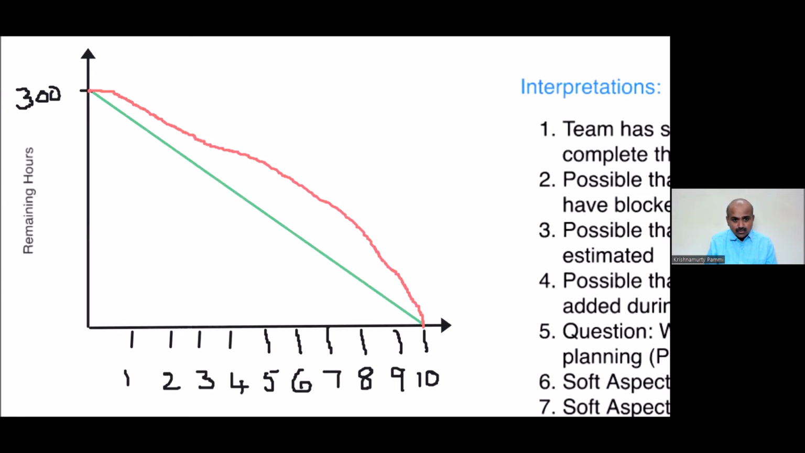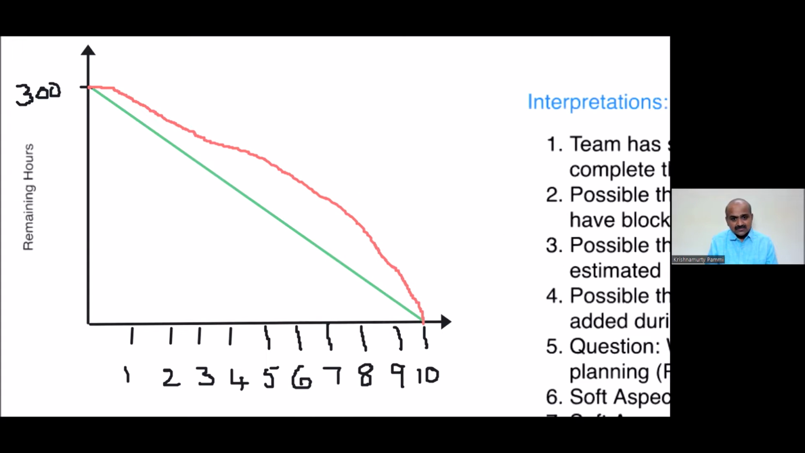The remaining hours are more, and they made it 0 on the last day. So they stretched towards the last. This is the stretch, because if you see here, this much work should be remaining, but this is the work that is remaining. Here the work remaining is more, but ultimately towards the last 3 days, the team has stretched. That is the first thing.